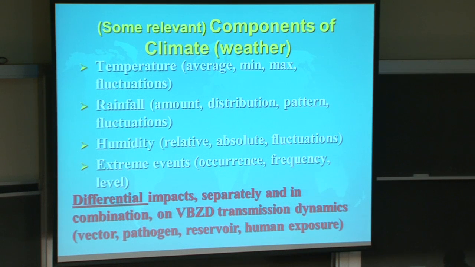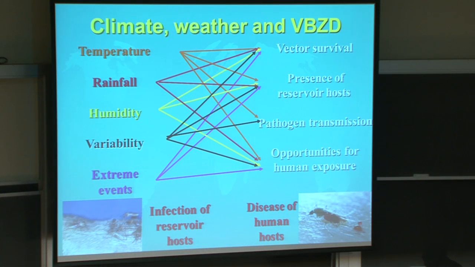That includes temperature, and as Matt talked very well, it's not just the average, it's the minimum, it's the maximum, it's the fluctuations. The minimum at night is very important for heat effect. Same for rainfall, humidity, extreme events, which are increasingly occurring, are increasingly important. But the point I want to make is that all of those parameters are likely to have a differential impact on the different aspects of vector-borne zoonotic disease transmission. And in fact, they very likely will go in different directions.